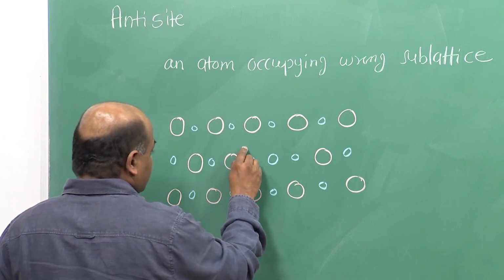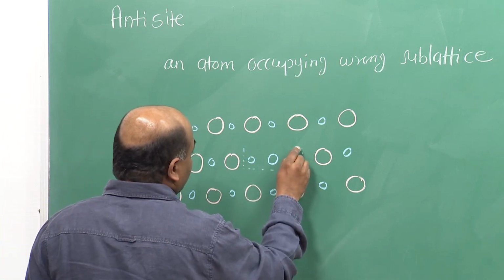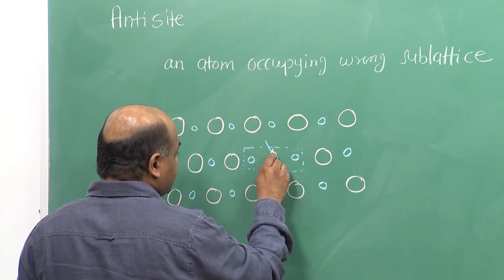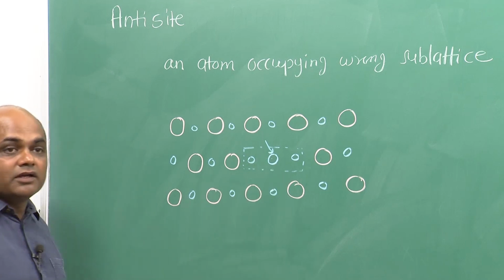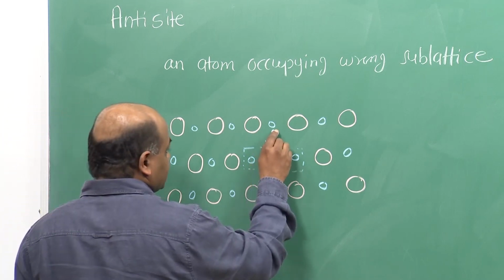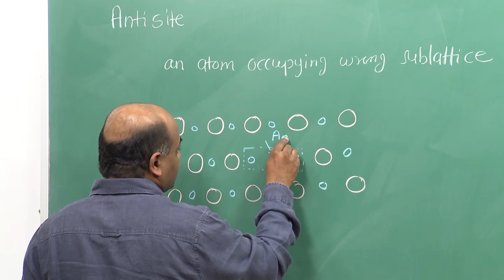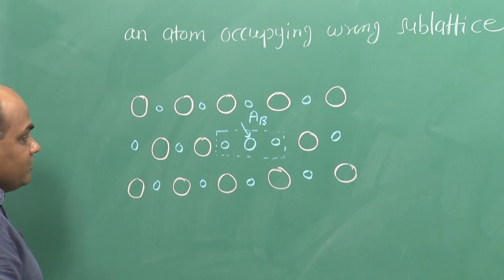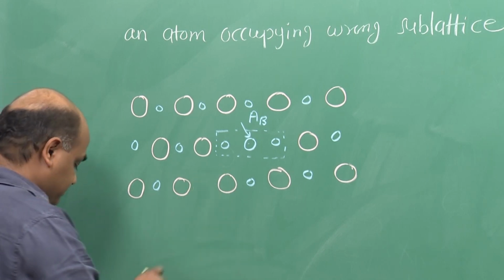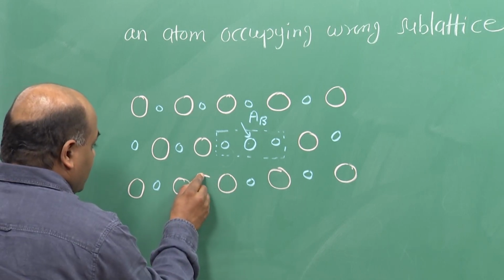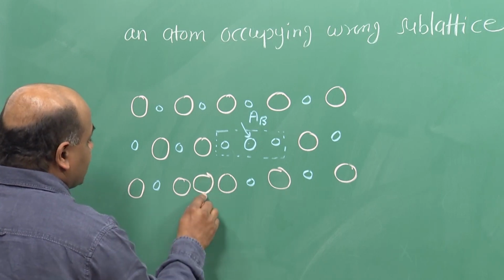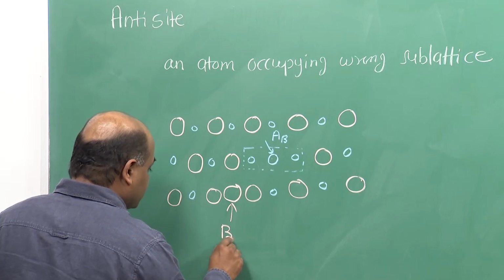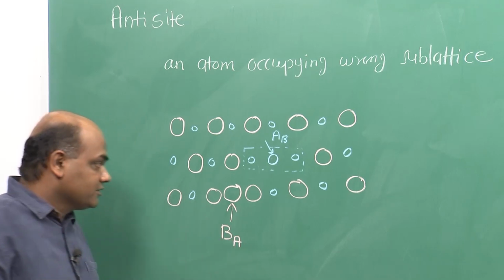So, here you can see this is an A atom which is wrongly placed on a B sublattice. So, this is an antisite of A on B, we denote it as A subscript B. If we have a B atom occupying an A sublattice like here, this is called antisite of B on A, it is denoted as B subscript A.